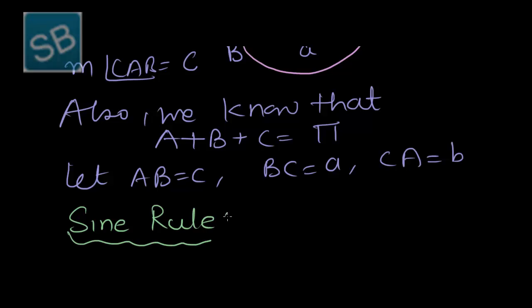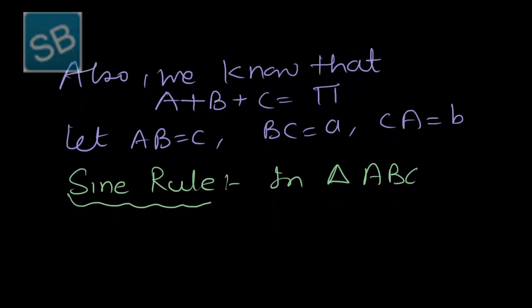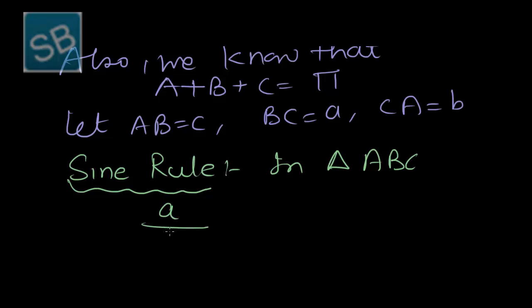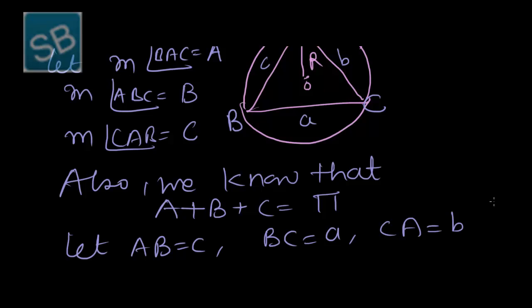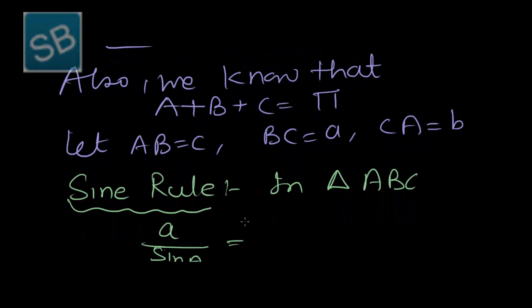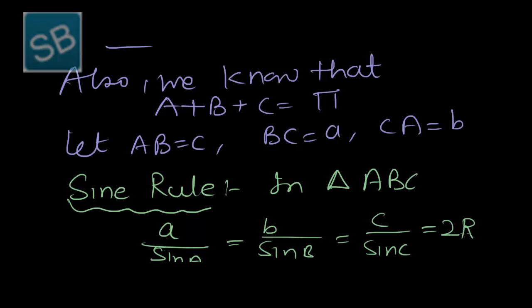What is our sine rule? In triangle ABC, a over sine A, that is side and opposite angle, is equal to b over sine B is equal to c over sine C is equal to double the radius of the given circle. We have to prove this relation. If we prove only one relation, a over sine A is equal to 2R, the others will be similarly proved.